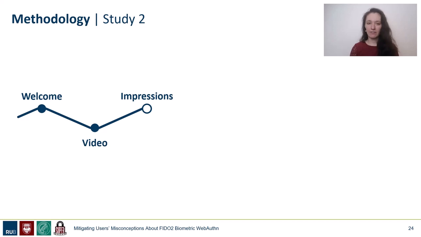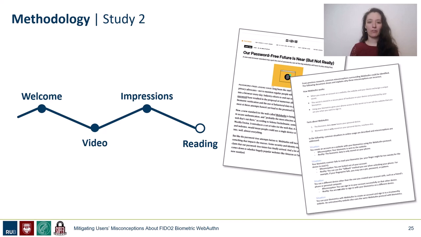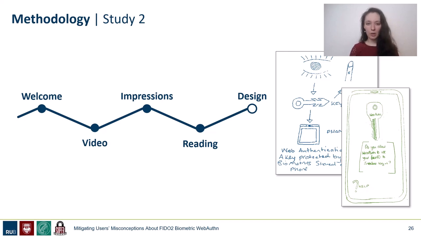After that, we collected their very initial impressions on what they had just seen and proceeded with providing supplementary reading, which explained the inner workings of WebAuthn in detail and also gave some background information on the protocol. After that, we headed into the main part of the study, which was the notification design task. We asked participants to develop their own notification, which would fit on a phone screen, and they were also instructed to include what was most relevant to them personally and to create a supplementary drawing that would go along with their notification. Two examples of such drawings can be seen in the slide I'm showing you.